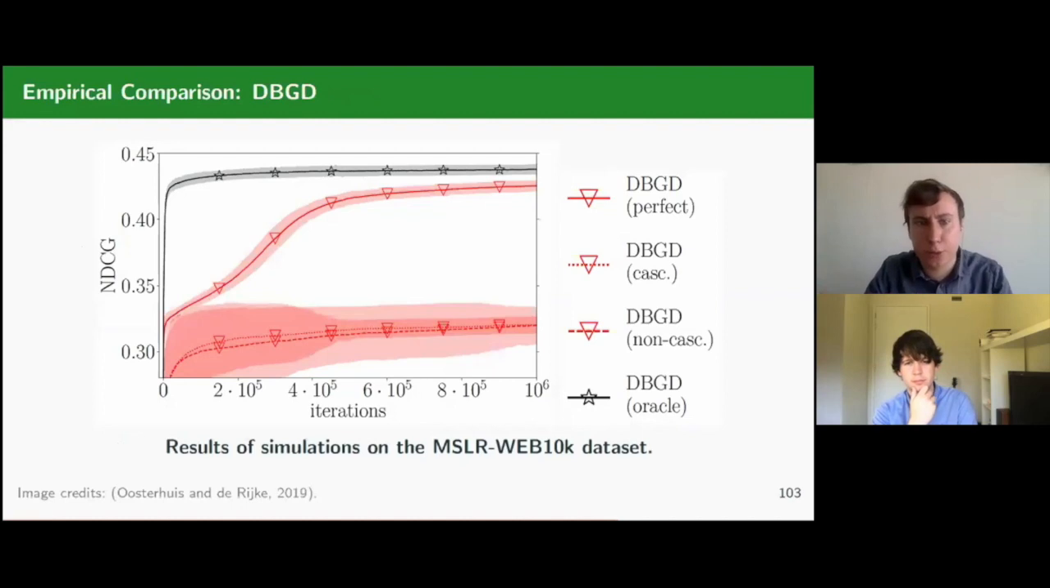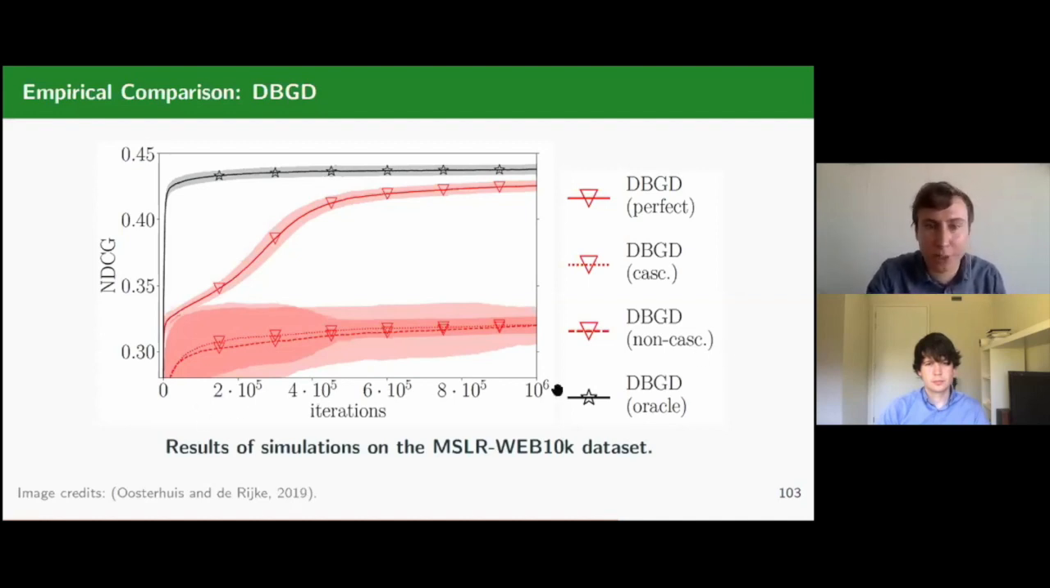So here in this first plot, what we're looking at is just the dueling bandit gradient descent method with different variations of user noise, essentially. So we see this black line at the top, which is the oracle. That's if the dueling bandit gradient descent method knows exactly, whenever it samples a model variant, which of these rankers is better. Then we have a perfect line, which goes up like this. And then we have these two other cases, cascading and non-cascading, which have some random noise in them, or a lot of random noise in them.